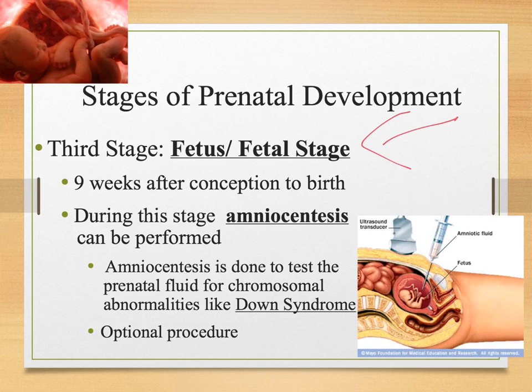During this stage, amniocentesis can be performed. And this is the process where if you have any concerns about the health of your fetus, if you have any concerns about the condition of your fetus, you can perform what's called amniocentesis, which is pictured here. What happens is a needle is injected into the womb, and it extracts fetal fluid, and that fluid is then tested for any genetic abnormalities, to test for Down syndrome or to test for any other physical or mental ailments that the child might experience after birth.